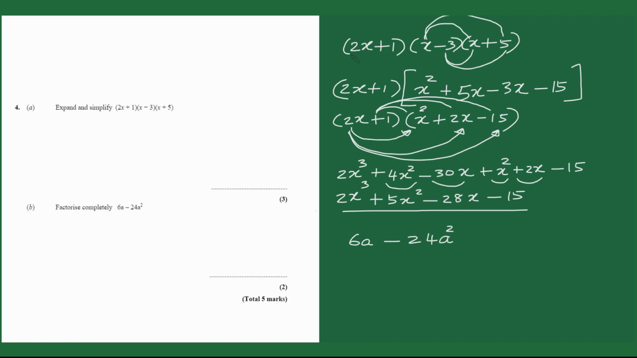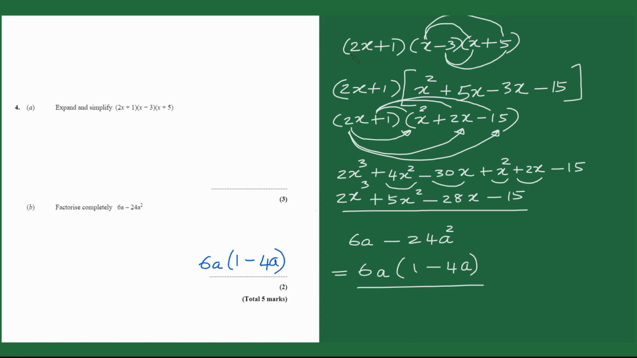Question number B. 6a minus 24a squared. I can take the 6 as a common factor out and the a out. 1 minus 4a. So if I expand it out, 6a times 1 is 6a. 6 times 4 is 24. A times a is a squared. So that is our final answer.